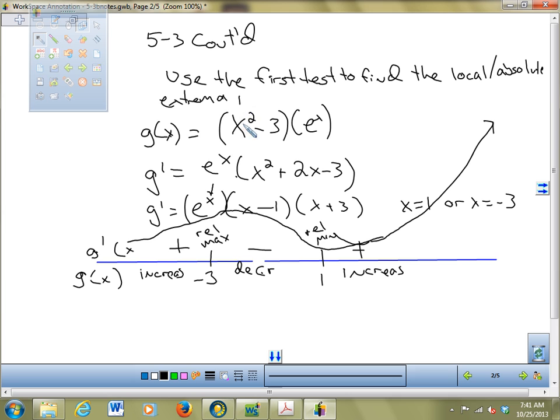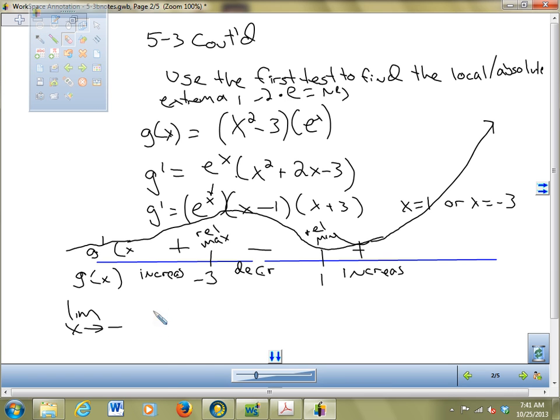What do I get out if I plug in 1? 1 minus 3 is negative 2. And if I plug in 1 in here, I get 1 times e. So that's a negative number, right? You understand that? Now over here, as I go down this way, if I take the limit as x goes to negative infinity, that's a really bad infinity.